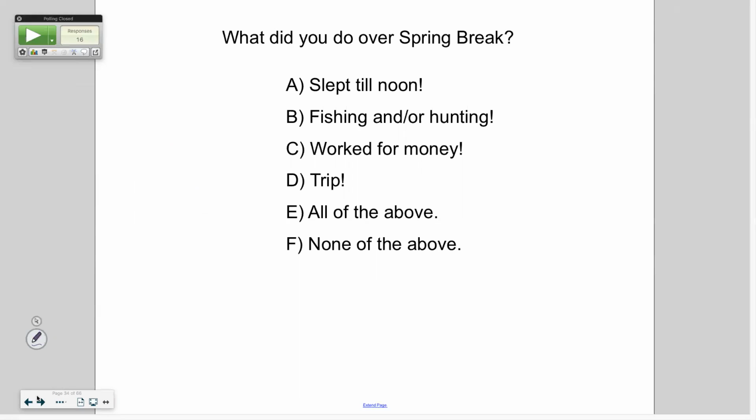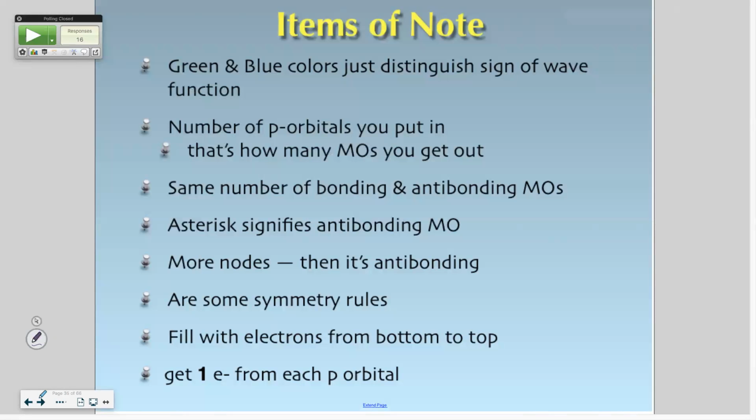Okay. We're going to go to the next slide. Items of note. The green and blue colors just distinguish the sign of the wave function. It's just the opposite. Like I said, we used to do them with plus and minus, and then people started thinking the electron was in the minus, so we stopped doing that. But you may run into a book that still uses that.